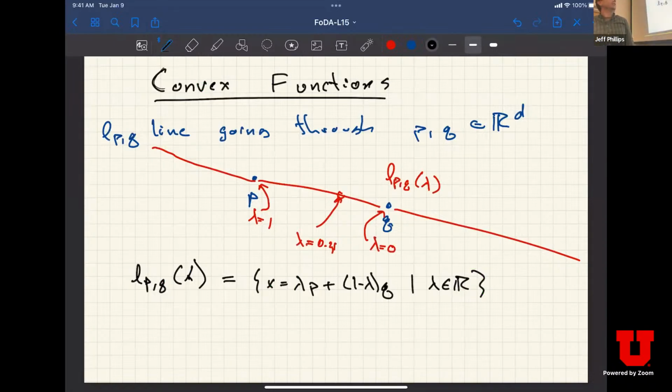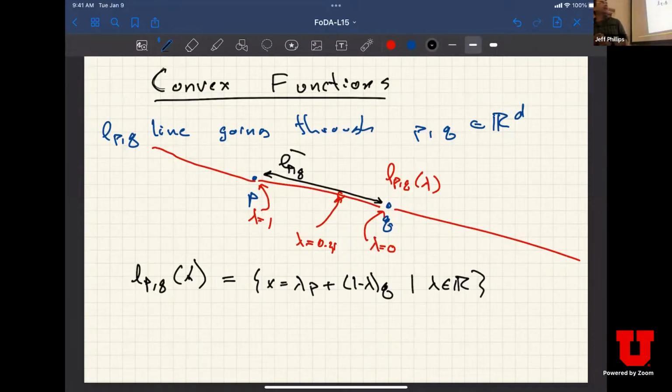If lambda is between 0 and 1, this may be what I'll call L_PQ bar, a line segment. If it's between 0 and 1, that works. It gives me only the points between P and Q. It's some weighted average of them. If lambda equals 0.4, I'm basically getting 60% of Q and 40% of P.